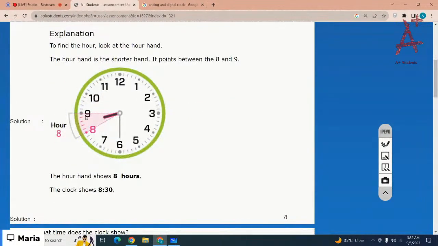That means less than 9 and greater than 8. Just look at the hour hand. It points to 30. That means it is 8 hours and 30 minutes, right? Because it is 8 hours and 30 minutes.